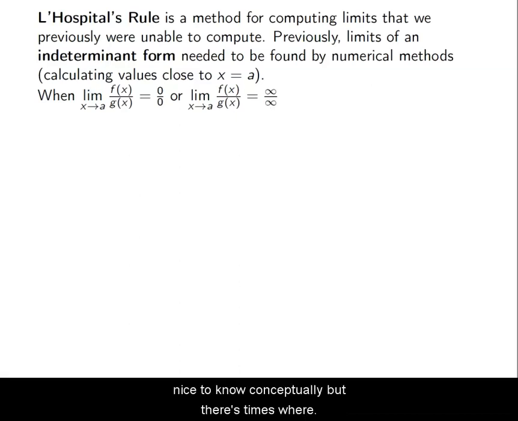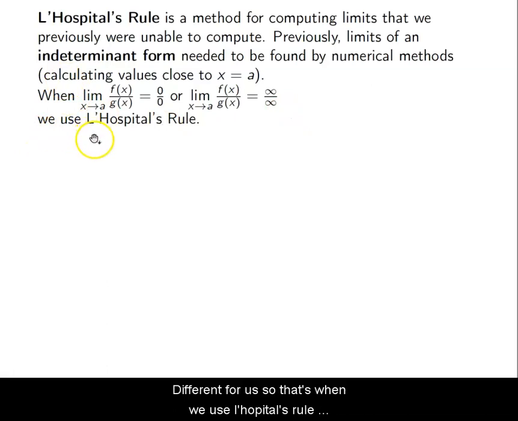That's nice to know conceptually, but there are also times when it's not helpful. That's more so when we're looking at things for large values of a, when a goes to infinity. But what about when we're approaching an asymptote? So a being an asymptote, how does that work? How does that differ for us? That's when we use L'Hopital's rule.